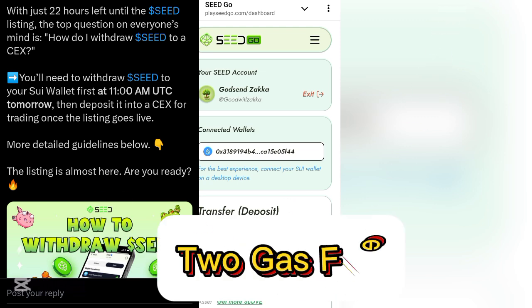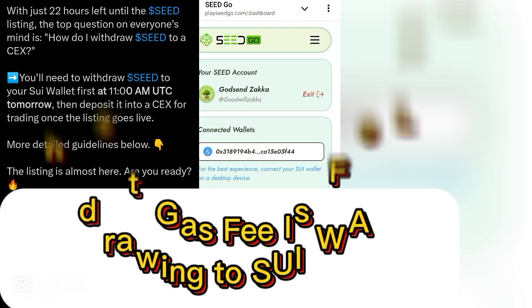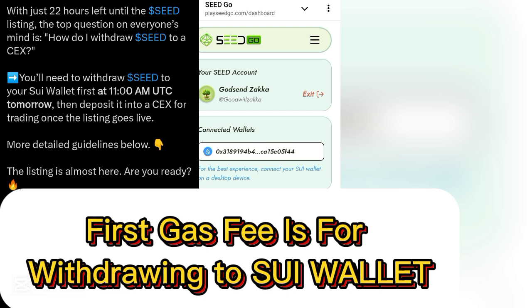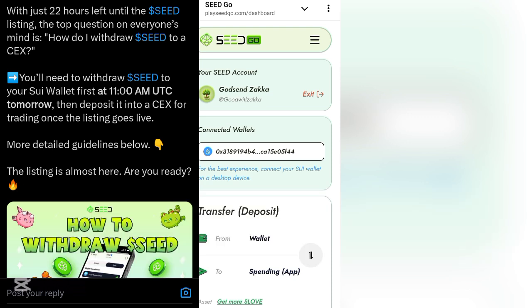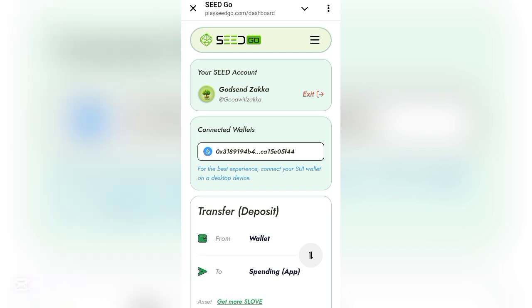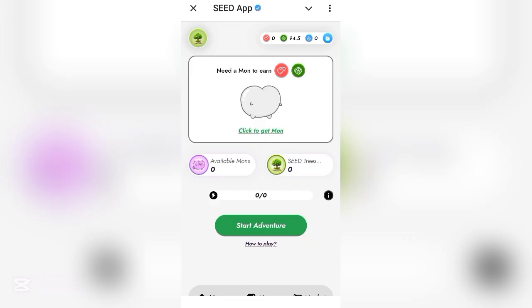That means you need two gas fees. The first gas fee is for you to withdraw it to your SUI wallet. Then the second gas fee is for you to withdraw from SUI wallet to MEXC, Binance and KuCoin. You need gas fee. But if they are going to do like MinFi, which they deduct our balance, the total balance that you have, they deduct the balance. So if they are going to do like MinFi, then that means you need only one gas fee for you to withdraw your SUI token from SUI wallet to your exchange.